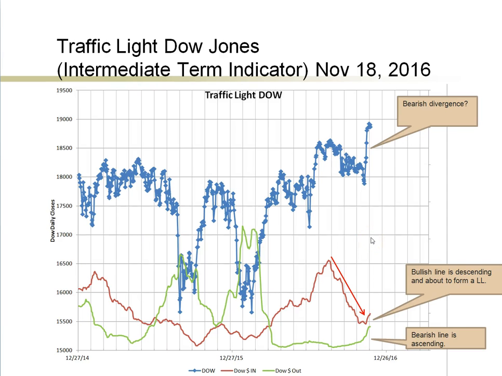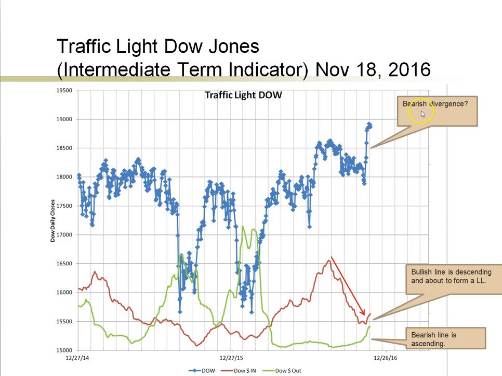Here's the current status. It is very clear that after the election, blue chip stocks are more favored as the Dow made a new high. But there are some bearish trades in this graph. I'll go over them with you.